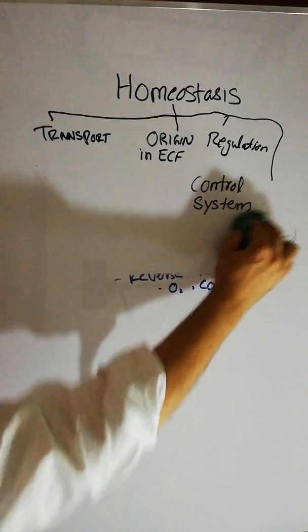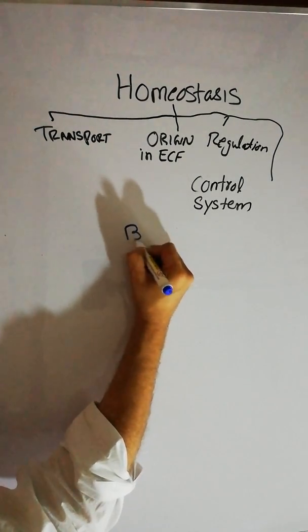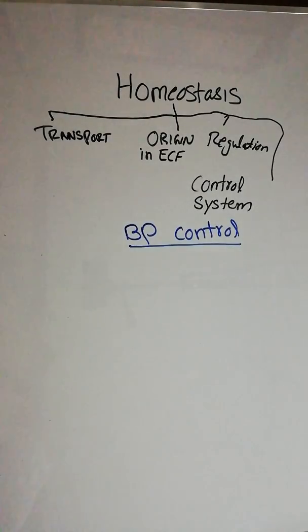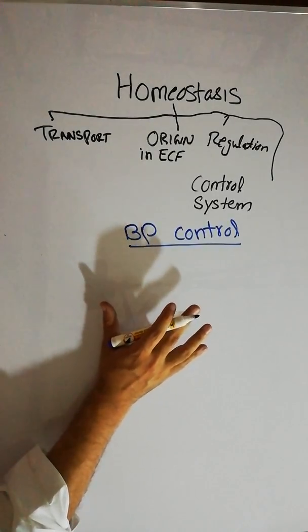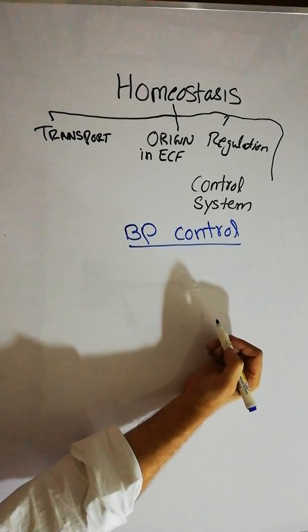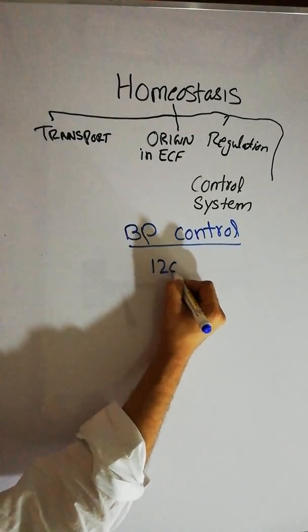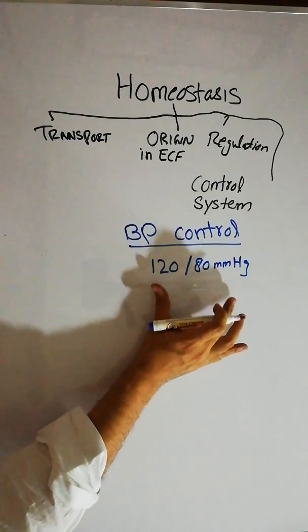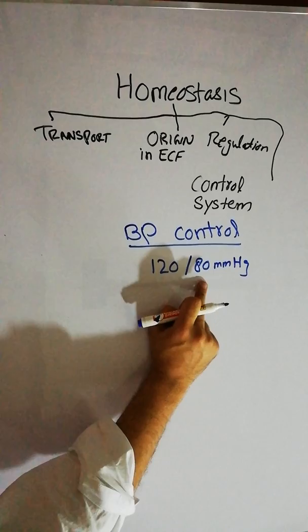Blood pressure control. There are thousands of control systems, but we are just discussing these few important things because they are very, very important in everyday life as well as from the clinical point of view. We know that there are a lot of control systems for maintaining blood pressure at a constant level. The human body must have a blood pressure of 120 by 80. That's an average. It depends upon the age; the kids have a bit lower BP and the adults have a bit higher. But normally it is maintained between 120 systolic and 80 diastolic.